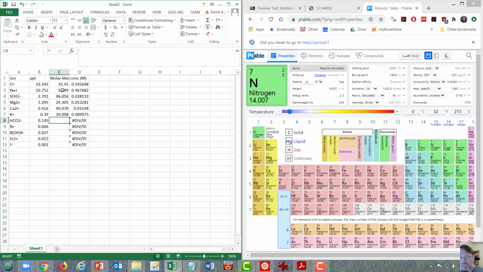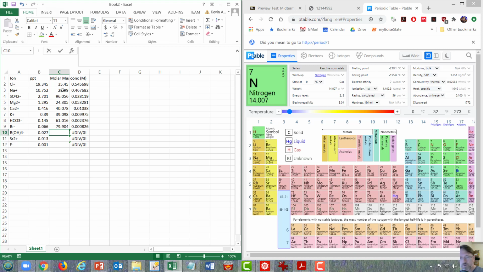HCO3, so this one is going to be equal to 1 hydrogen, 1.008, plus 1 carbon, 12.011, and plus 3 oxygens, so 3 times the oxygen, 15.999. Bromine, that is going to be 79.904. Borate, boron with 4 hydroxides on it.